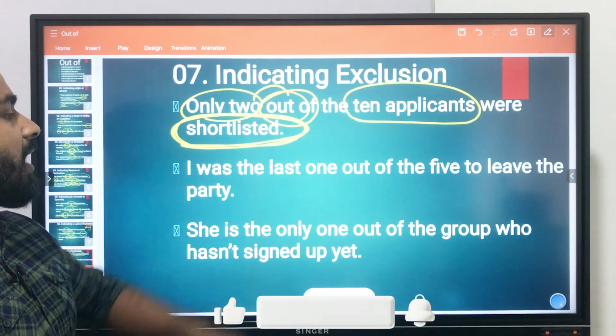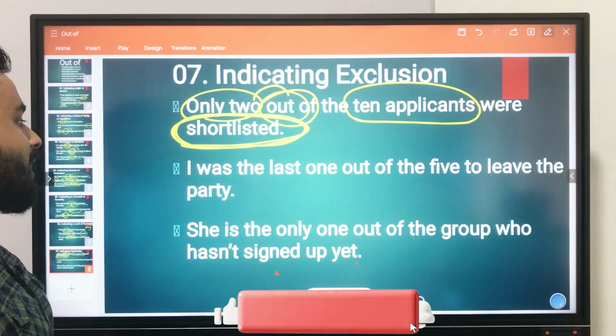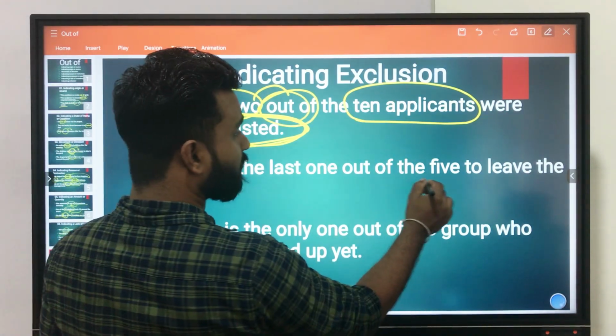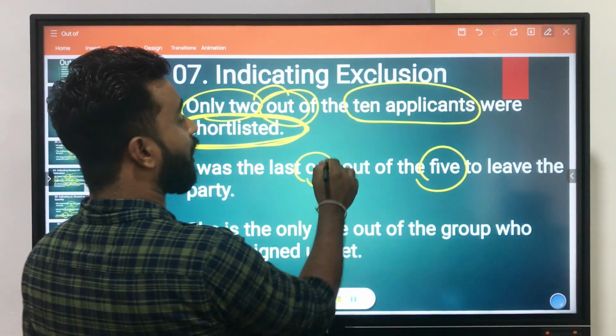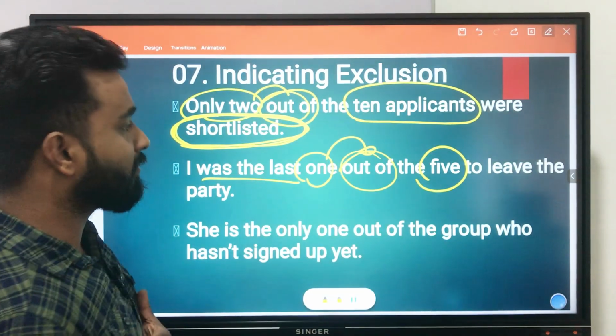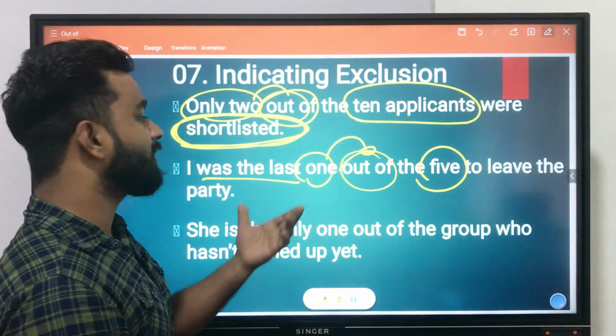Next one. I was the last one out of the 5 to leave the party. So there was a party. There were 5 members there. But I was the last one out of 5. I was the one who left the party finally.